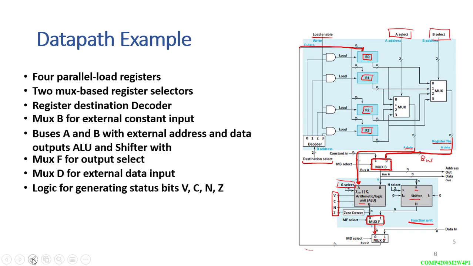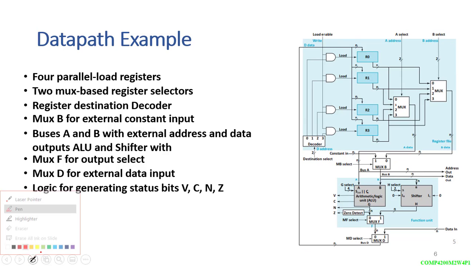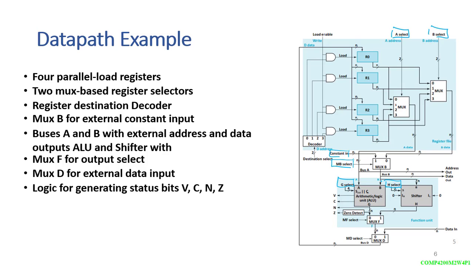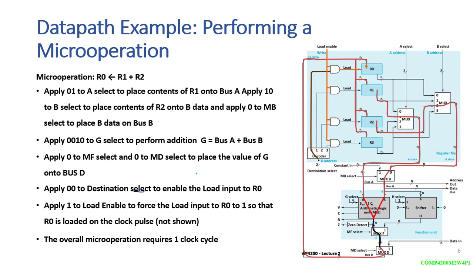All of the control signals are coming from the control unit. So the control signals we are talking about over here, I can show you. We start with select A, select B, MB, constant N. Then we have G select, H select for the shifter, MF select, MD select. We have destination select, load enable. All of these are signals coming from the control unit.